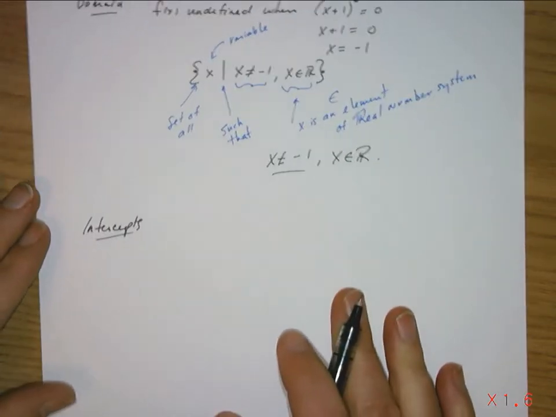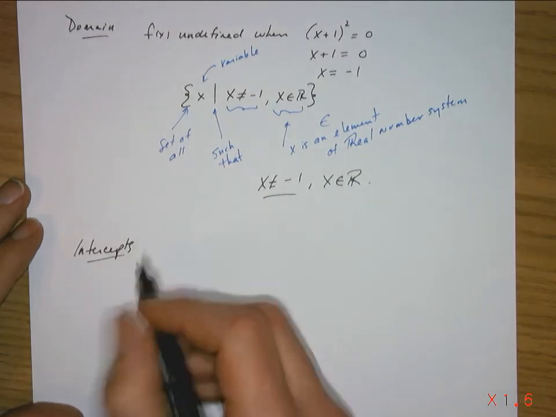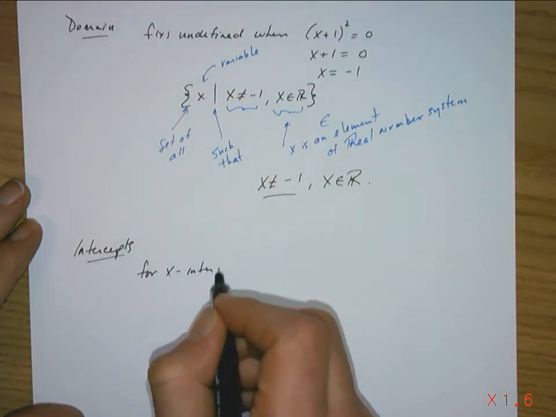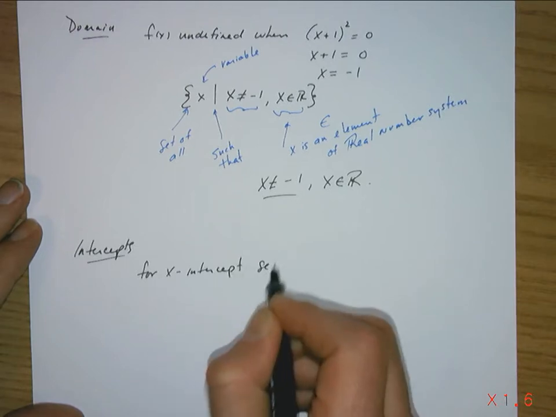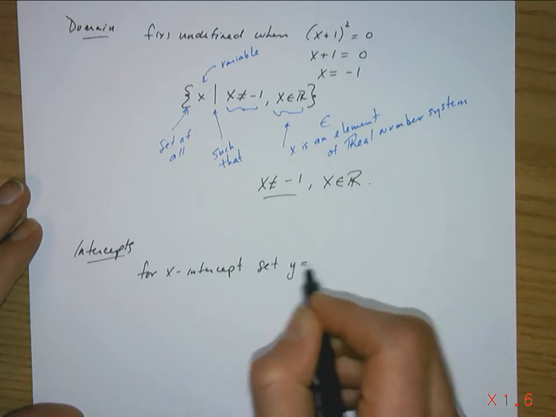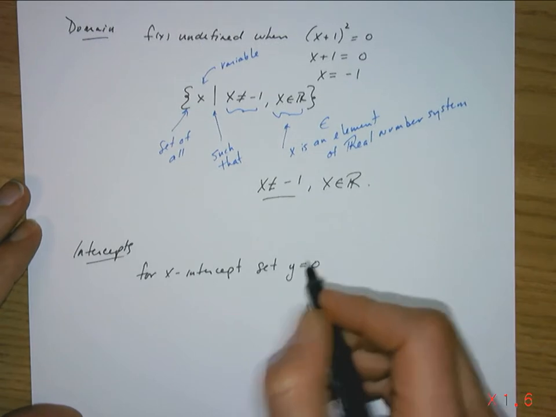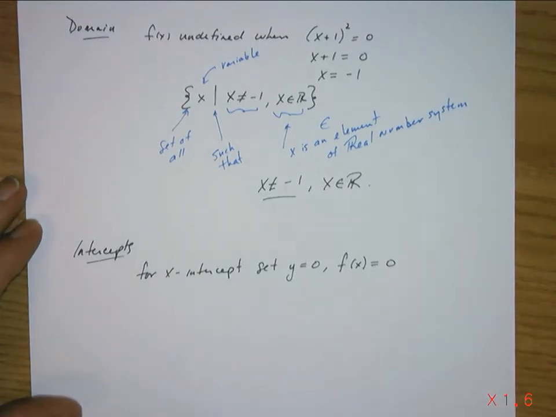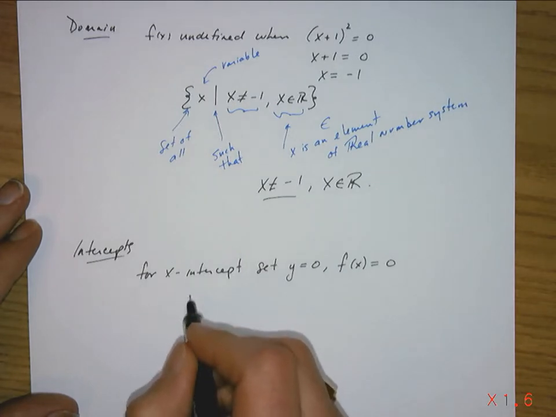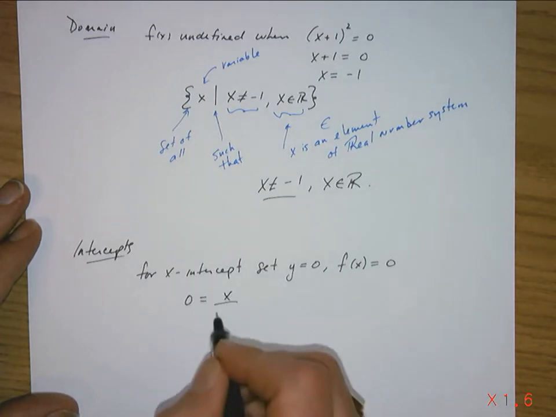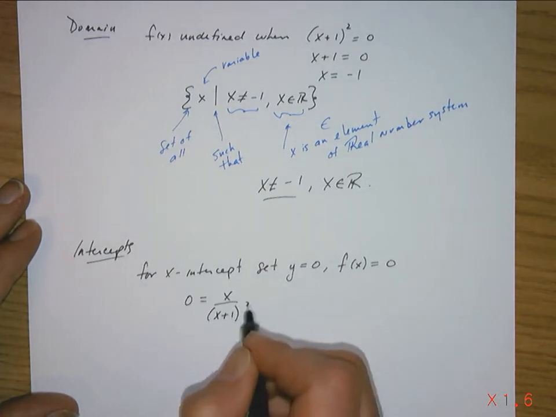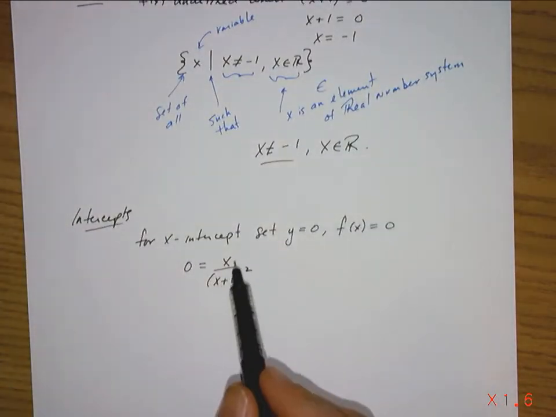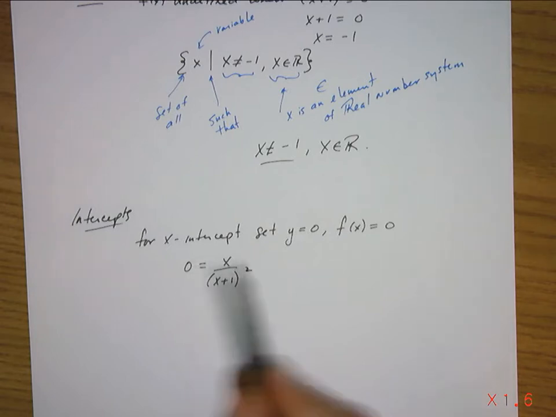Okay, well, for intercepts, we know that for an x-intercept, you're going to set y equals 0. Well, in this case, we don't have a y, we have an f of x, so that's the same as saying f of x equals 0. So 0 equals x over x plus 1 squared. Now, looking at that, we notice that for this to equal 0, it's the top that I'm interested in.